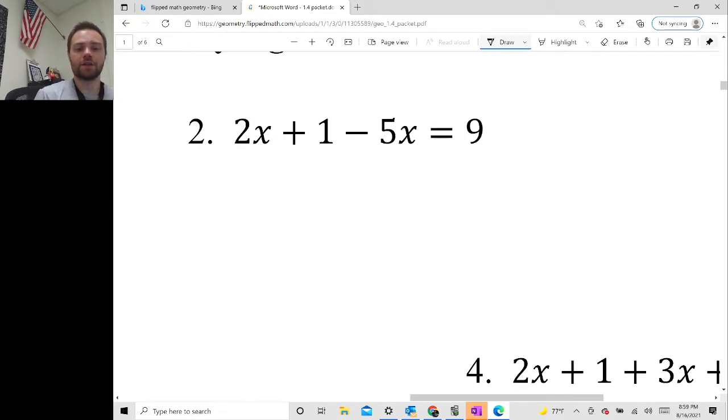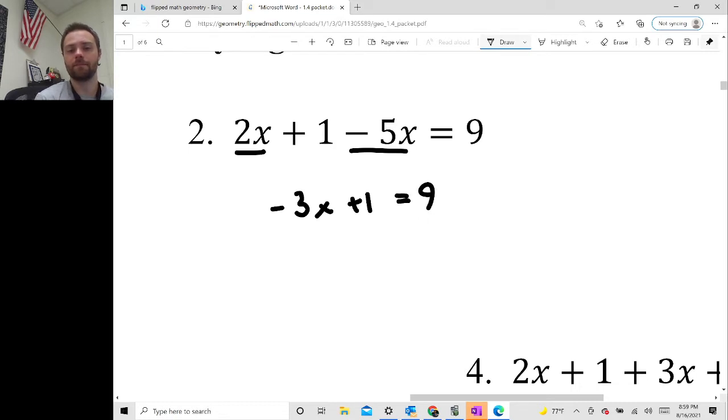Over here, I've got some like terms to combine. So I've got 2x minus 5x. Well, 2 minus 5 is negative 3, so that's negative 3x plus 1 equals 9. Then I want to get rid of this addition of 1 here, so I'm going to subtract 1 from both sides of that equation, and I get negative 3x equals 9 minus 1 is 8.